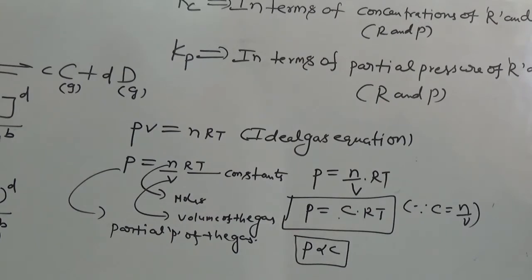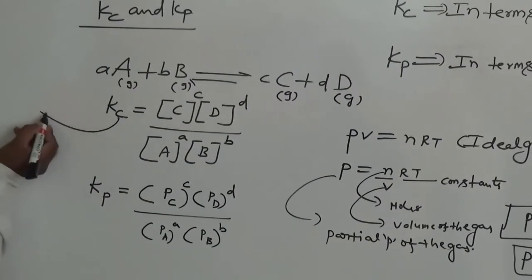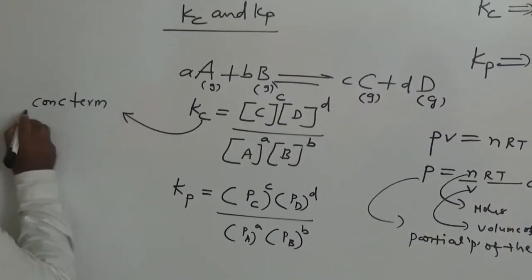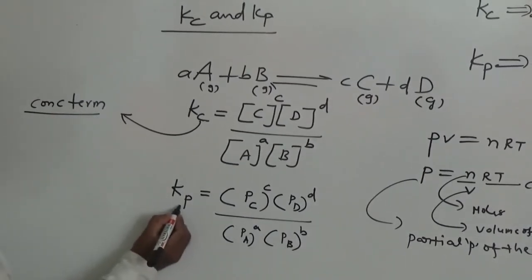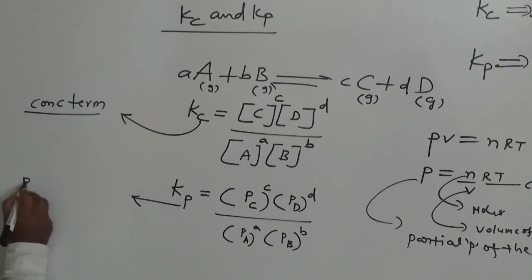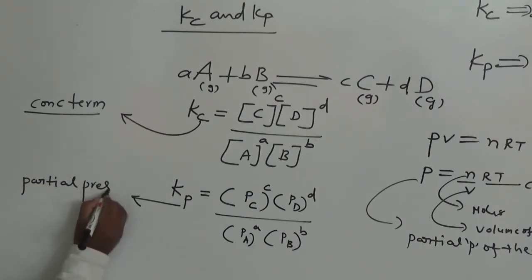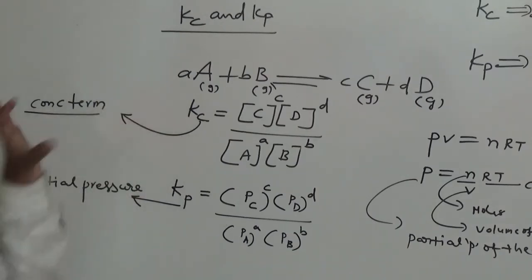Once again, this is the equilibrium expression, this is the Kc, where C means concentration terms, and where P means partial pressure. Simply, the equilibrium constant in terms of concentration terms, and the equilibrium constant in terms of partial pressure of the gases. Okay, is it clear?